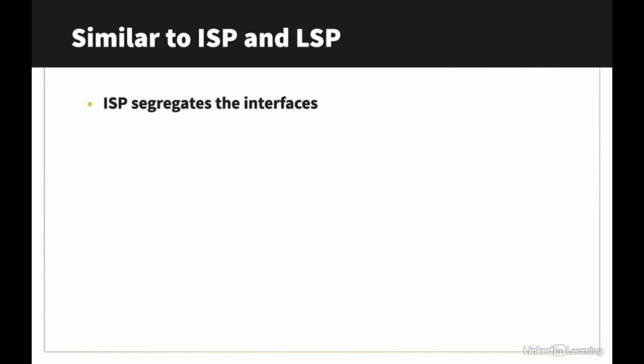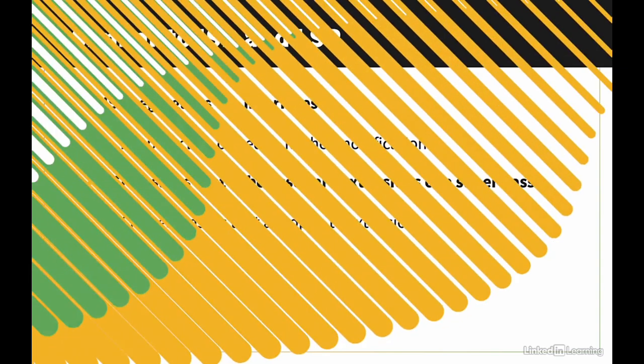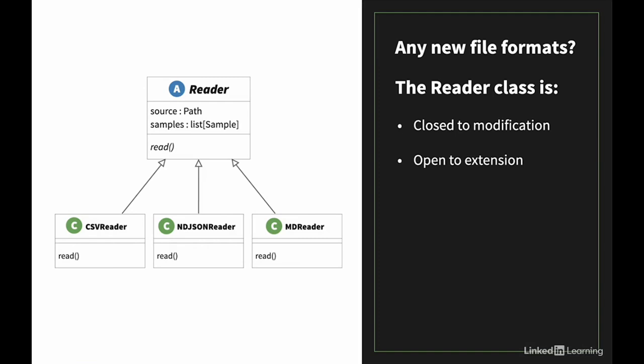The open-closed principle is closely aligned with interface segregation and Liskov substitution. We need to segregate interfaces based on the needs of the client classes. This often creates a class that's generally closed and doesn't need further modification. Liskov substitution assures that the subclasses are proper extensions of the superclass, which means the superclass is open to extension. The open-closed principle summarizes the goals of the interface segregation principle and the Liskov substitution principle.